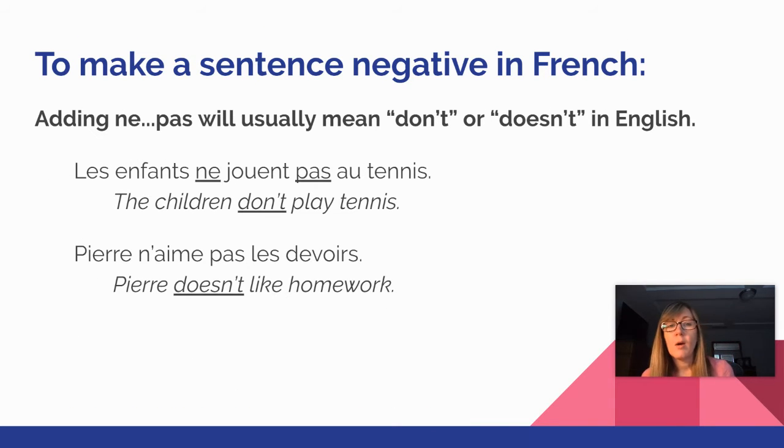All right. And then adding ne pas will usually mean don't or doesn't in French. It kind of depends a little bit on your sentence and what you're saying, how it translates. But in general, that is what ne pas will translate as. So les enfants ne jouent pas au tennis. The children don't play tennis or do not play tennis. Pierre n'aime pas les devoirs. Pierre doesn't like homework or he does not like homework. We have both of those options in English, but it's only ne pas in French.